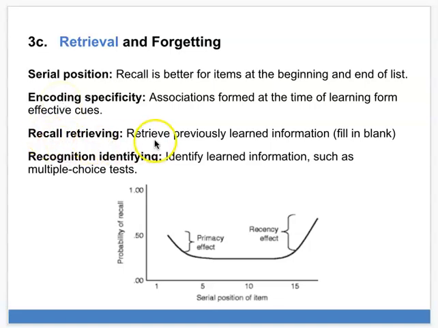Recall retrieval is retrieving previously learned information, like filling in the blank. So you're recalling the information. Recognition is identifying learned information, such as what you see on multiple choice tests.